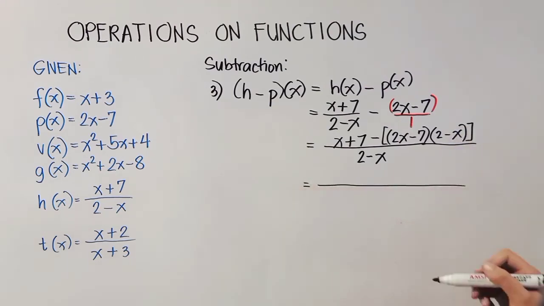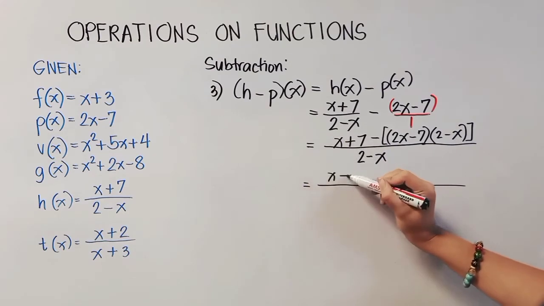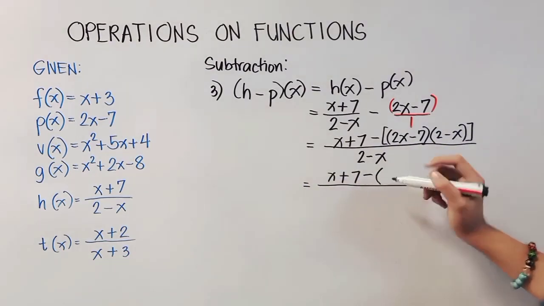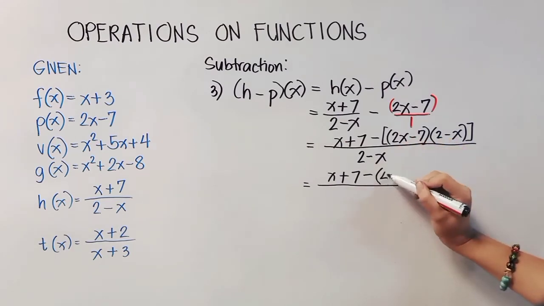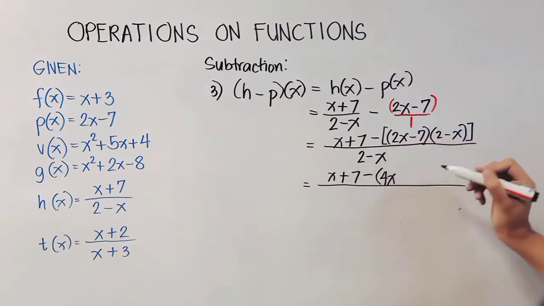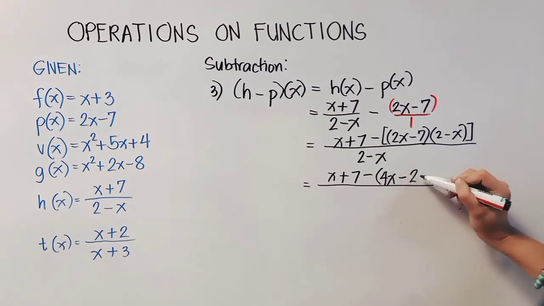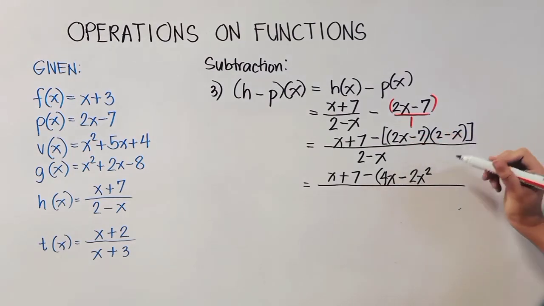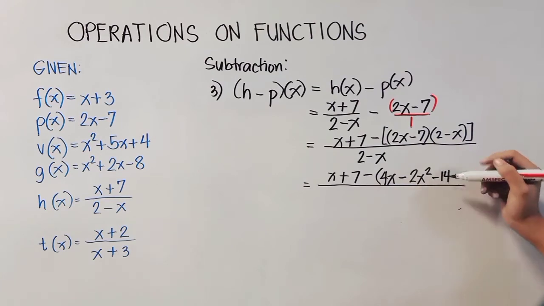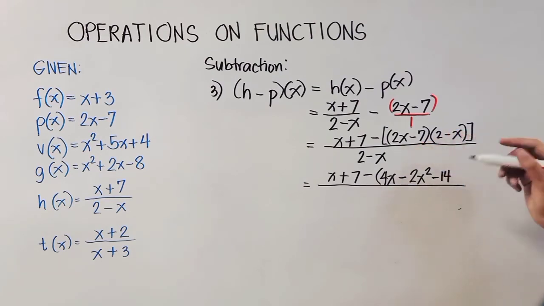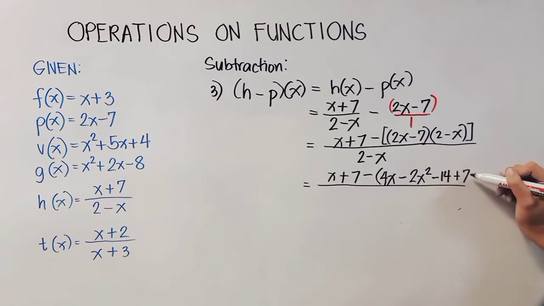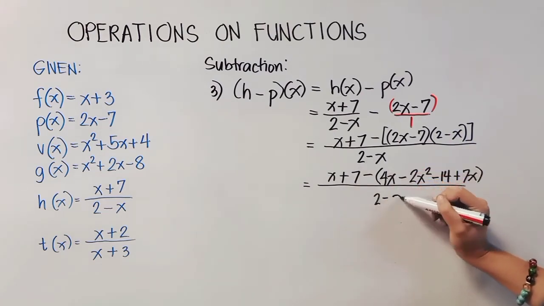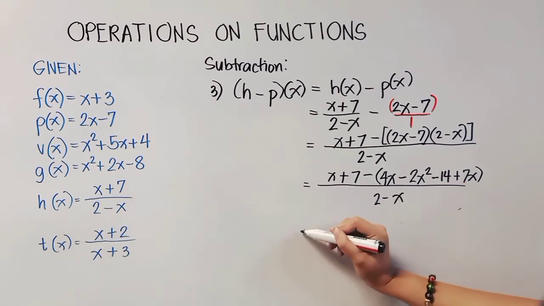We will first perform the FOIL here. So copy x plus 7, and then 2x times 2 is 4x. 2x times negative x, that's negative 2x squared. And then negative 7 times 2, that's negative 14. Negative 7 times negative x is positive 7x. And then simply copy our LCD, 2 minus x.